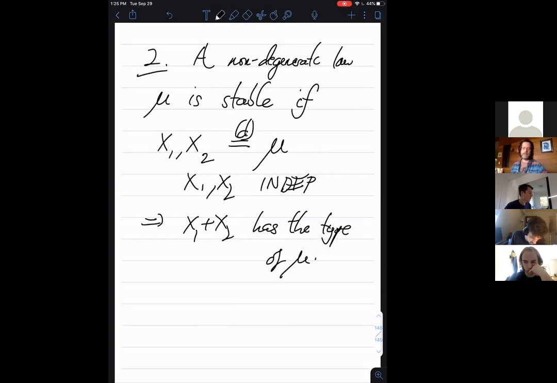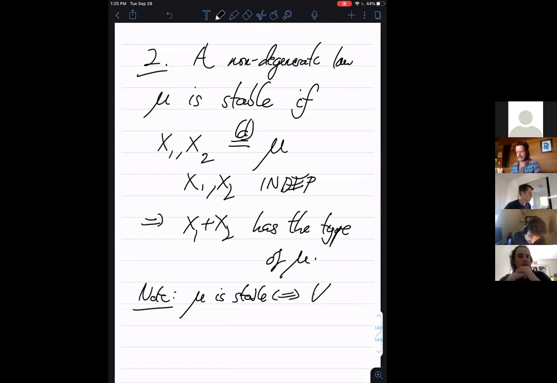Or maybe that's a technically abusive definition. I mean, of course, the law of x1 plus x2 has the type of mu. So that is equivalent to, and this brings us a little closer to our context, a law is stable if and only if for any n, it's kind of an induction from what we have.